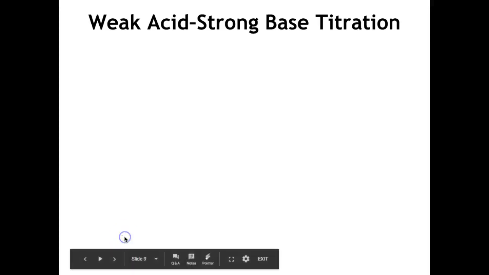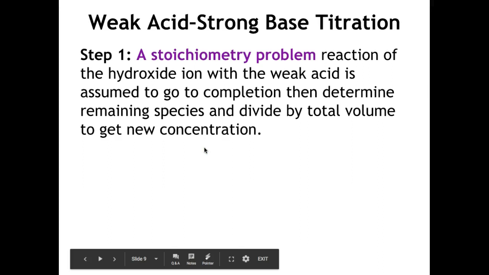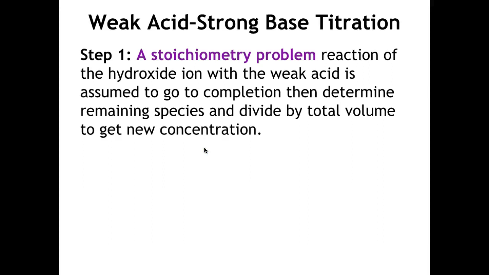The first one is we need to do some stoichiometry, meaning we need a BCA table. Basically, what we want to figure out is how much of our weak acid will be left after we've added our strong base. So we're going to do a BCA table to figure that out.